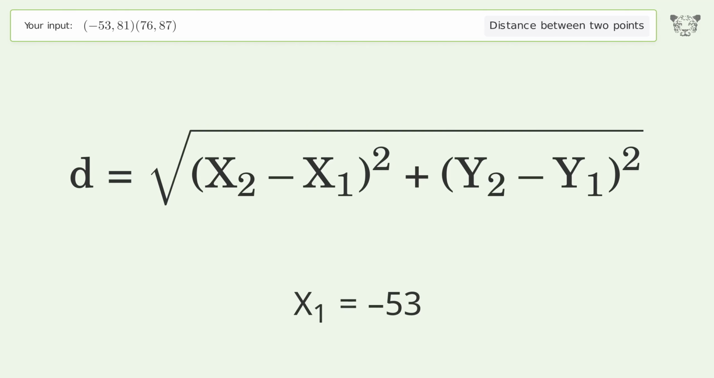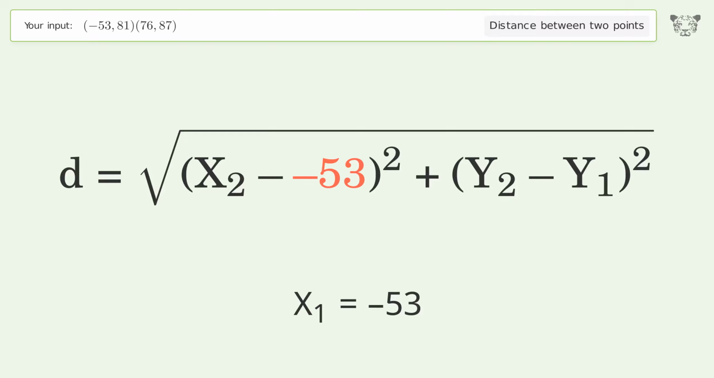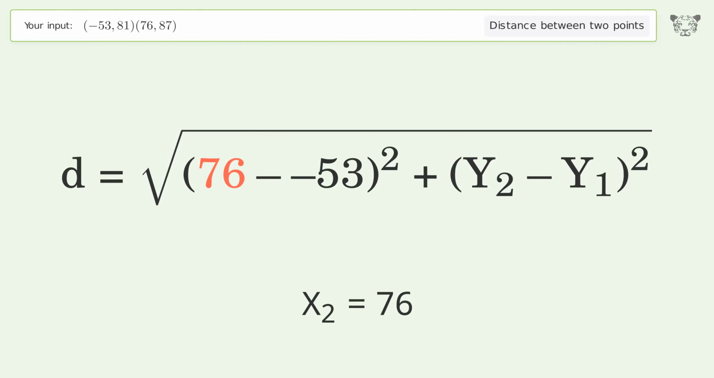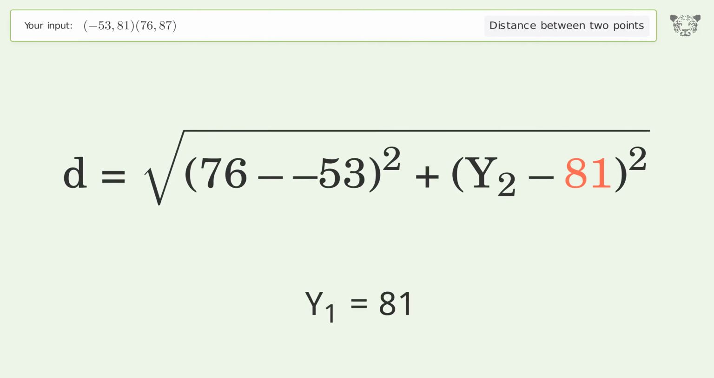x1 equals -53. x2 equals 76. y1 equals 81. y2 equals 87.